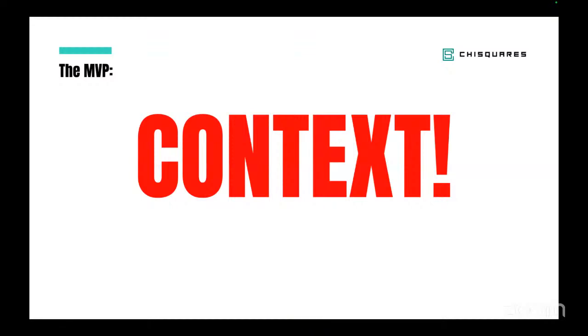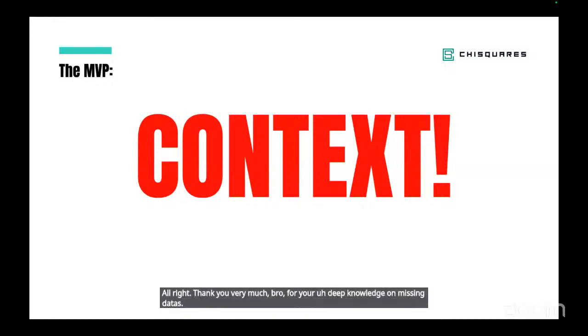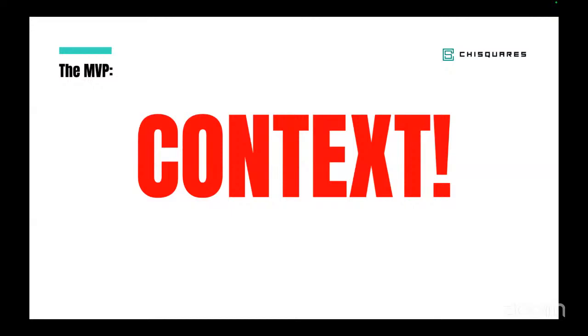All right, thank you very much, Prof, for your deep knowledge on missing data. My question is in relation to weights, whether we have negative weight or a zero weight. So I want to ask, if in a study you set eligibility criteria, what weight will you give to the people that did not meet the eligibility criteria?